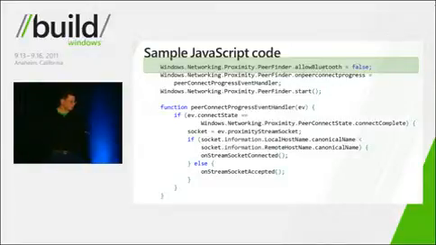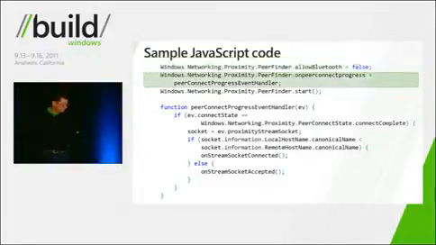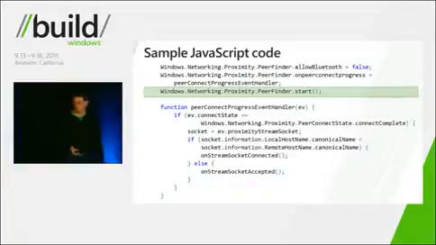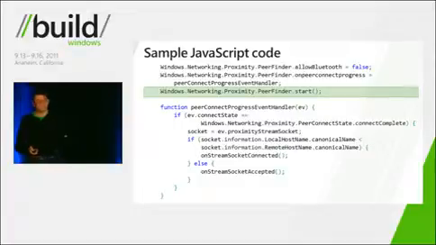So the next thing is we set an event handler for the tap. Here we're going to set that event handler to be the peer connect progress event handler, and we say start. So this is what starts listening. We're telling the peer finder to start listening and to call this function once an event happens.